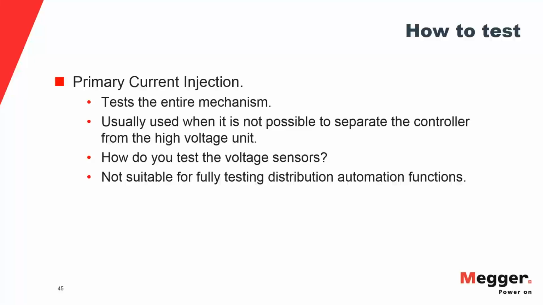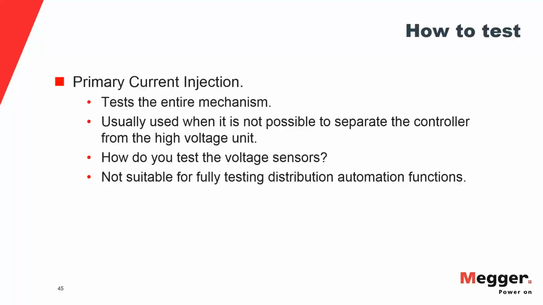Now, remember that, in my opinion, this goes well when you have reclosers that have mainly current sensors and don't have any voltage sensors. Because when you have voltage sensors, how do you test them using primary injection? It's kind of hard. I guess you can do it, and I'm sure there are ways that have been developed for that. And primary current injection is also not suitable for fully testing the distribution automation functions, because the number and scope of tests that you can perform using primary current injection is a little bit limited.